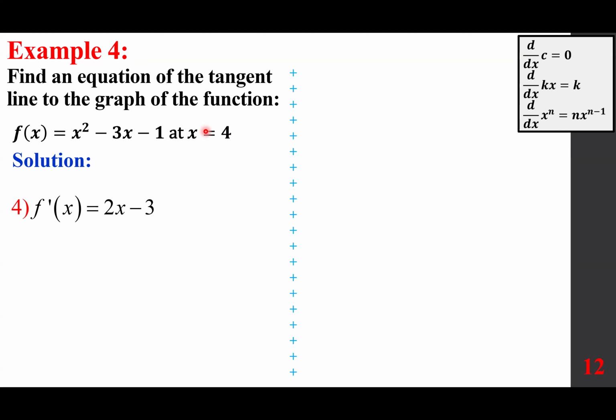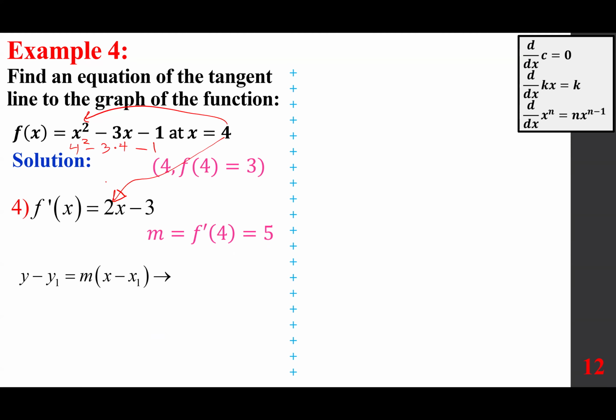If you plug in the 4 into the original function, you get the pair. Into the derivative function, you find the slope. So 4, you get 4 squared, which is 16, minus 3 times 4, which is 12. 16 minus 12 is 4, minus 1 is 3, so that's the pair. If you plug into here, 4 times 2, 8 minus 3 is 5, so that's the slope.